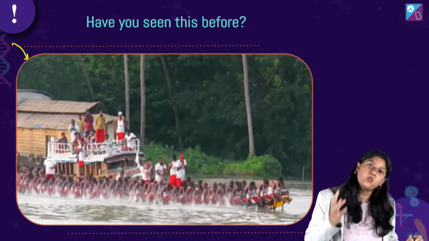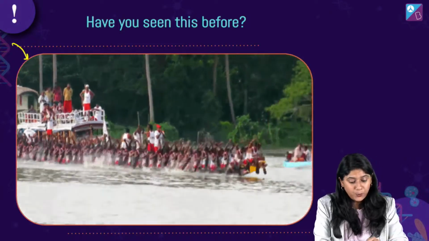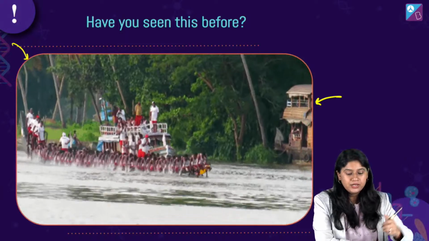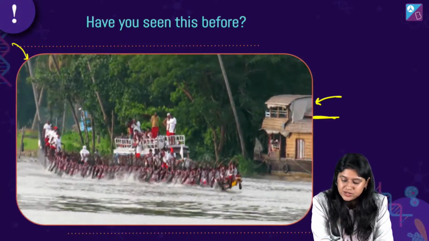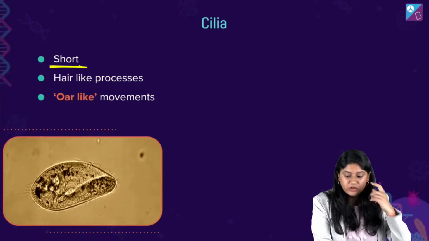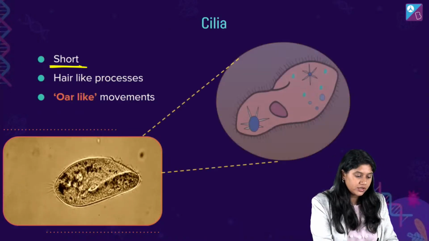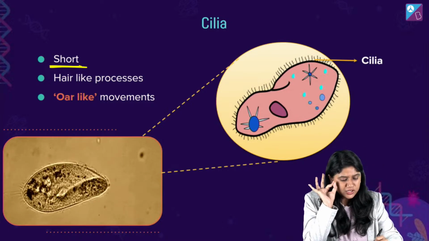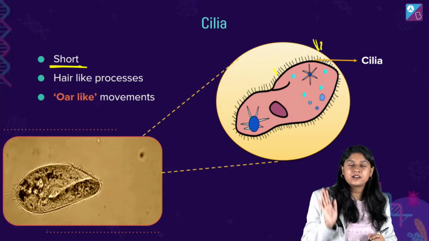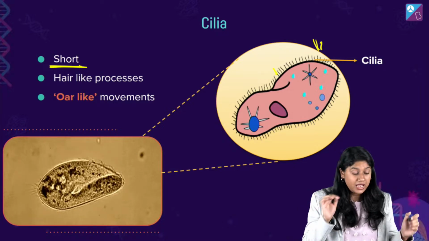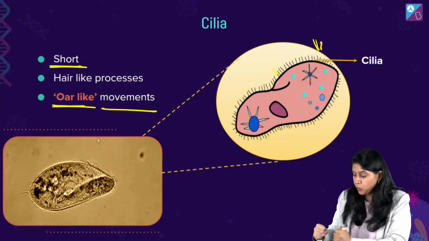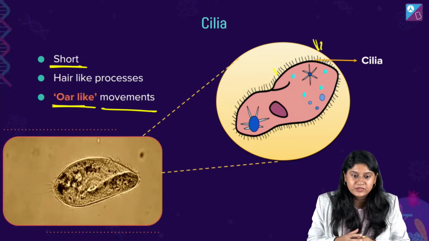Similarly, the cilia work in this particular way. The way they are moving ahead by pushing the water backward, this is how the cilia work. Everyone, are we clear? If we talk about the cilia, they are short. They are not huge. They are very small, very fine structures. They just look like a hair, or like movement. So they just push the water backward and move ahead.